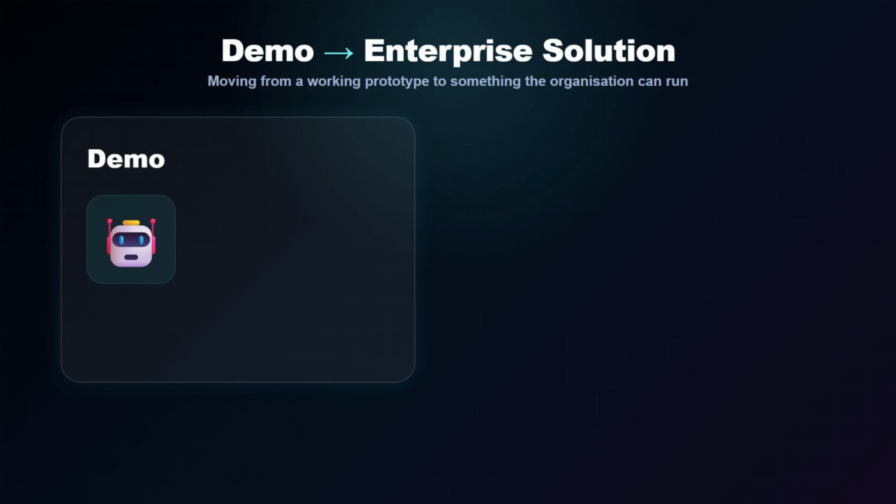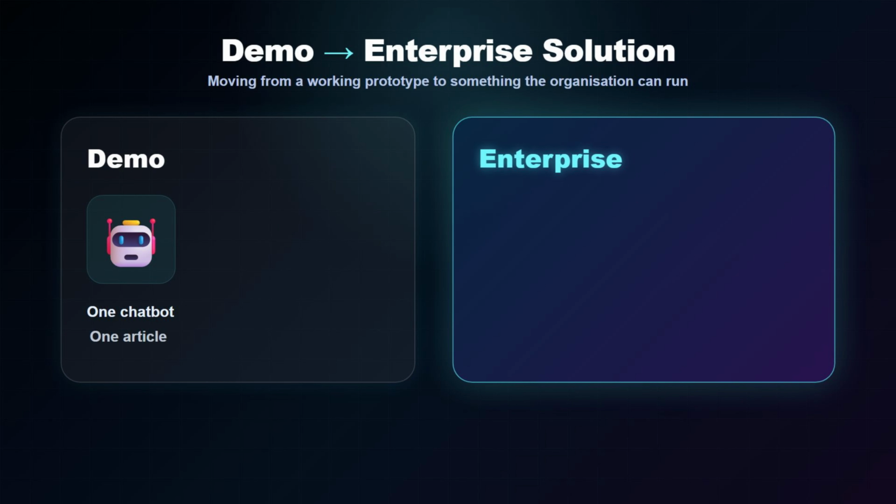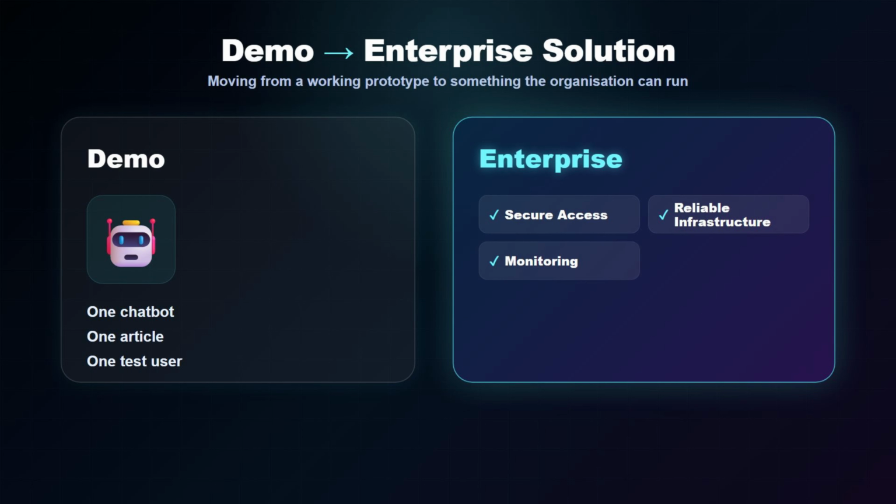A demo might work with one chatbot, one knowledge article, and one test user. But a production AI solution needs secure access, reliable infrastructure, monitoring environments, and support processes that are resilient. Technology architecture helps make sure that the organization can actually run, support, and scale the solution safely.